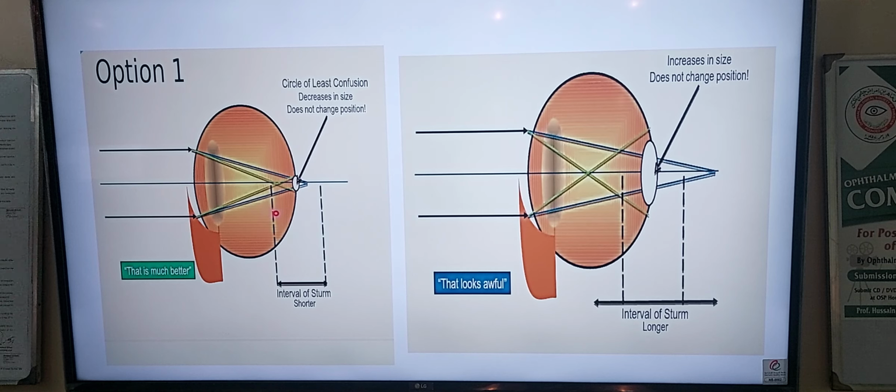For example, in one option, the patient says this is better and the circle of least confusion is actually on the retina. It is decreased in size, its position is not changed, but the interval of Sturm is shortened. Initially it was this much, and now you can see this is the proximal focal line, this is the distal focal line. So the interval of Sturm has gotten shorter. And this is the second option which we gave to the patient. The circle of least confusion has increased in size, its position is not changed, but you can see the interval of Sturm is longer. This was the initial one, and now you can see this is the proximal focal line and this is the distal focal line. And the patient might say that this looks blurred.